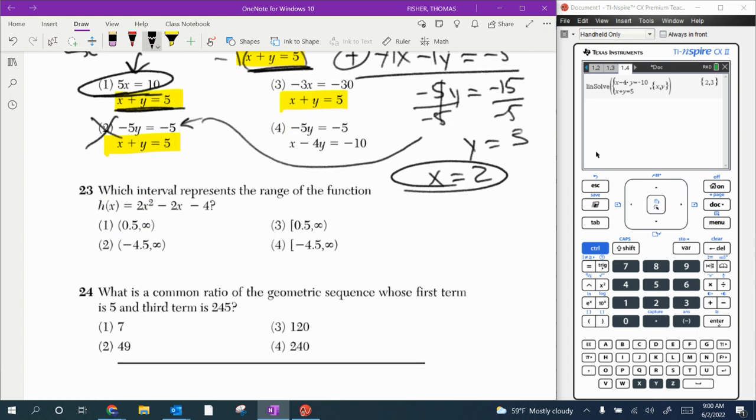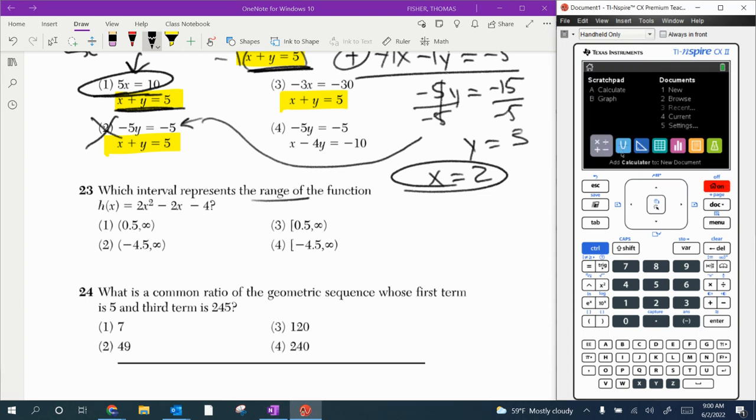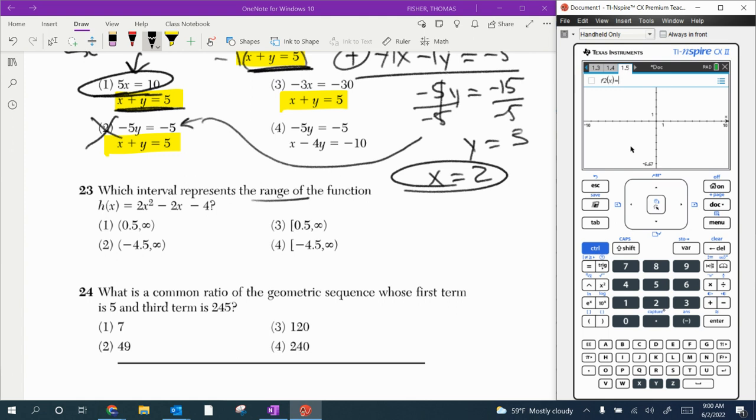For this one, which interval represents the range? So range, we could just look at the graph. That's what I would always do. If you don't have a picture, I would make a picture. So make the graph here. Be careful to type the right letters. That's always important. 2x squared minus 2x minus 4. So our range, let's go to our table.